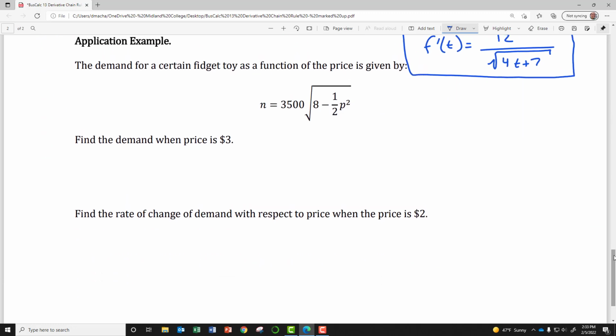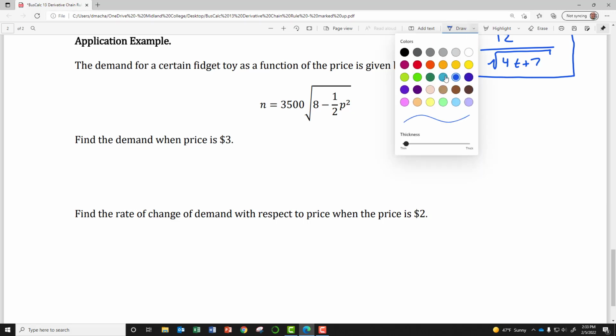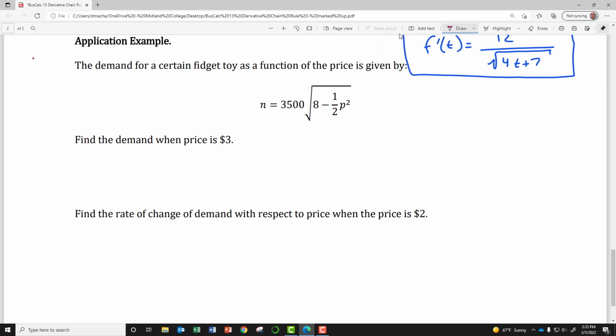One more example for this video, and this is kind of an application, it's a word problem. And this says the demand for a certain fidget toy is a function of the price, and I'm going to write that function n as being n equals 3500 times square root 8 minus 1/2 p squared. So n is demand and p is price. So let's find the demand when price is $3, and so actually that's not even a derivative.